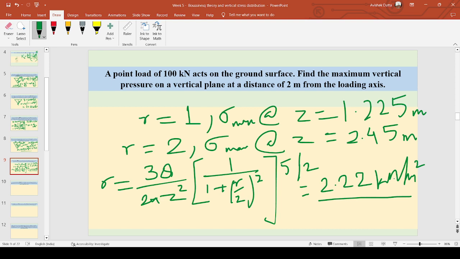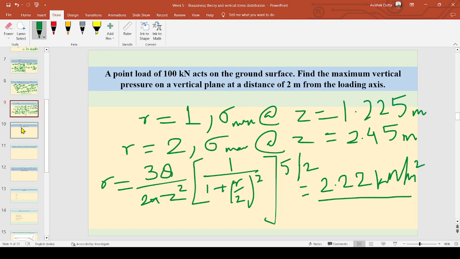So to find the depth from the ground surface at which the maximum pressure would occur, use the equation: if r equals 1, sigma max will be at z equals 1.225. Like that, if r equals 2, sigma max will be at z equals 2 into 1.225. Then, using the values of r, z and q given in the question, find the maximum vertical stress. I hope it was clear. I'll go to the next question.